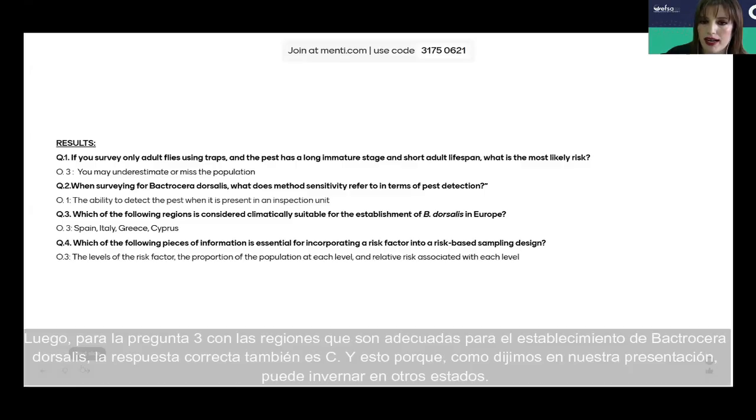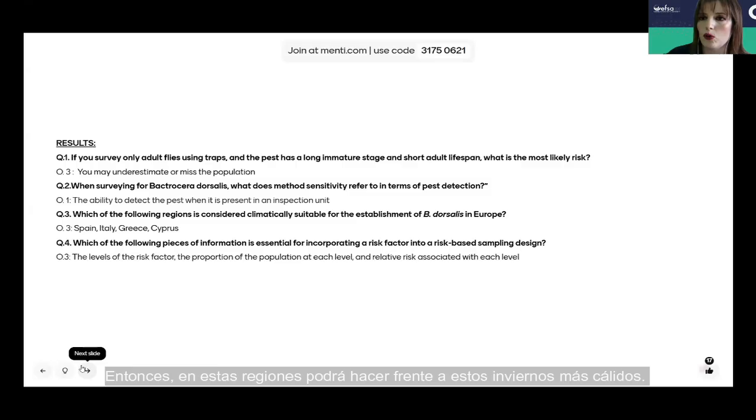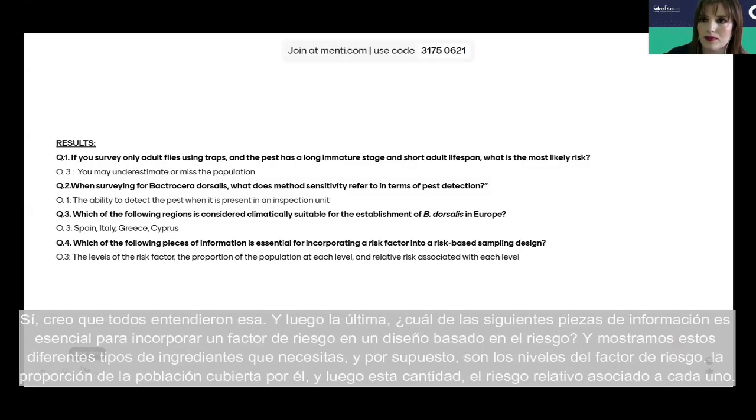Then for question 3, with the regions that are suitable for Bactrocera dorsalis establishment, the correct answer is also C. And this is because, as we said in our presentation, it can overwinter at the adult stage. So in these regions, it will be able to cope with these warmer winters. Yes, I think everyone got that one.